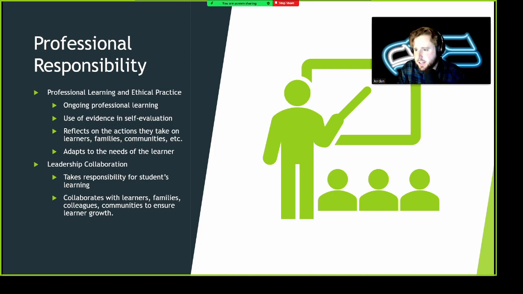Reflects the actions they take on learners and families and communities. Yes, teachers are kind of pillars of communities. I think I've mentioned in my paper once again that after parents, teachers are sort of seen as the most mature leaders in the average community, because we're adopting the responsibility of these people's children's education. It's the most important thing in the world. It's not something to be taken lightly. So we need to keep that into consideration.